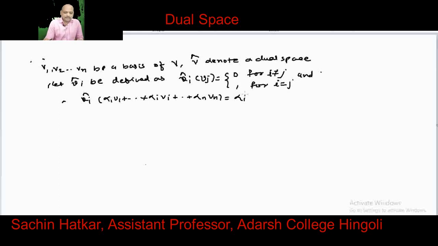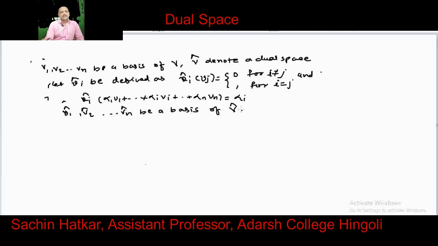Then such n elements, V1 cap, V2 cap, ..., Vn cap, form a basis of the dual vector space V cap. This is the definition of the dual basis of a dual vector space.